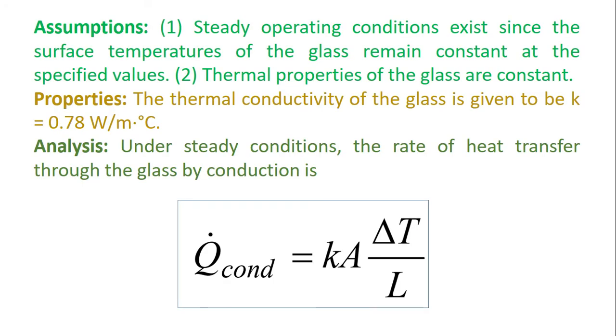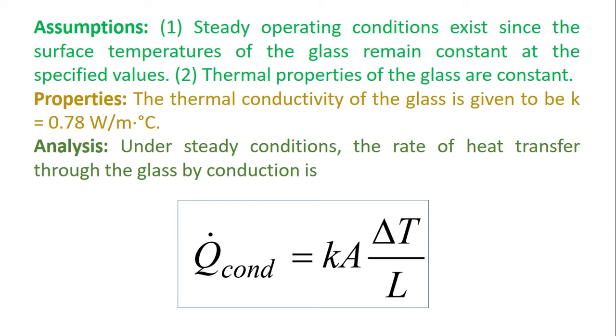Let's have a look at the solution. Before going into details of the solution, we'll take a few assumptions. The first one is that steady operating conditions exist, since the surface temperatures of the glass remain constant at the specified values. And the second assumption is that the thermal properties of the glass are also constant.